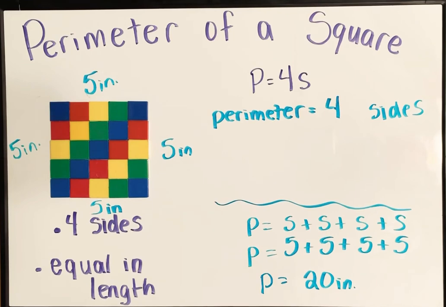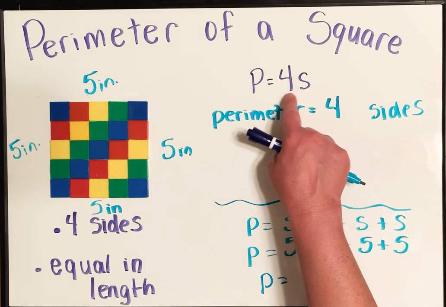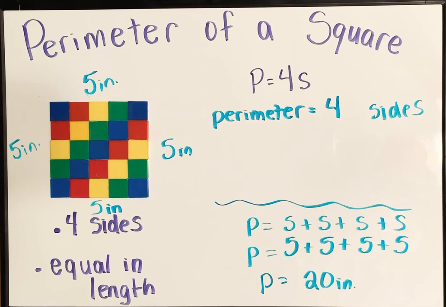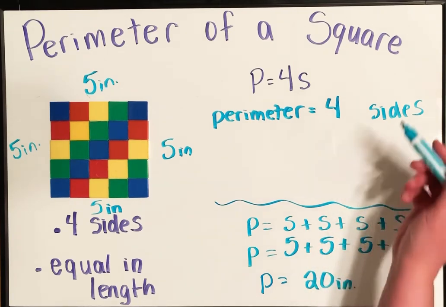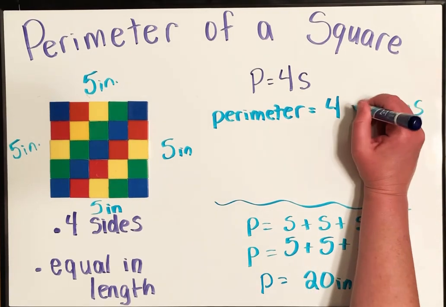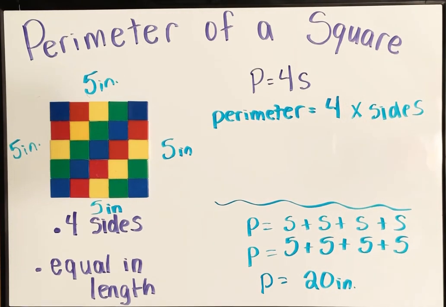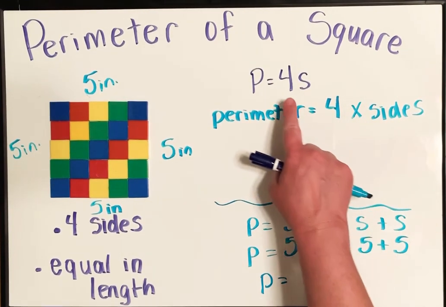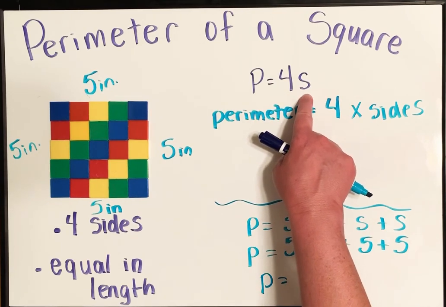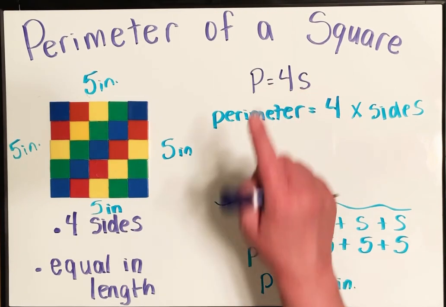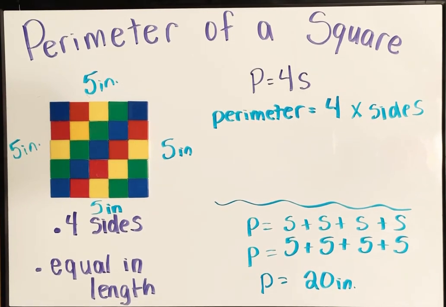Now, the next thing we're going to talk about is what it means when you see a number right next to a letter. Now, when you see those side by side, that is an algebraic expression, and it means that you are going to multiply. When you see a number right next to a variable, that means you're going to multiply these two parts. So if I use this formula and plug in what I know, I can find my perimeter in a faster, more efficient way.